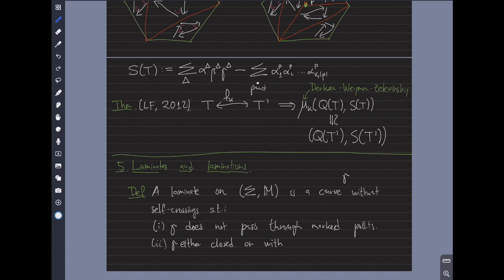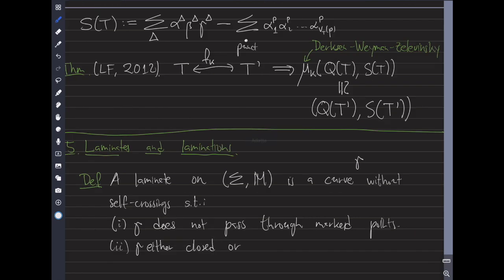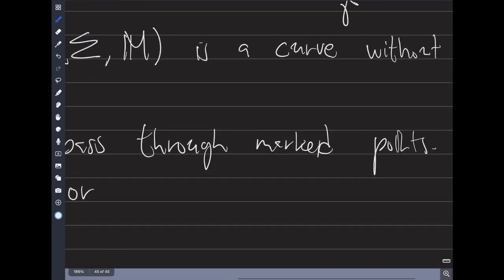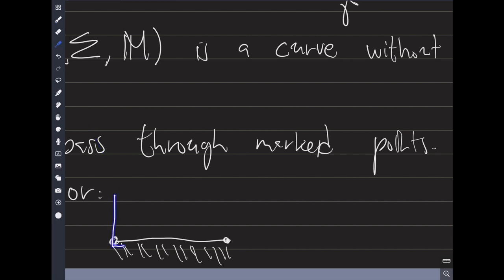Sorry, that's not completely correct, let me correct that. One of the following happens: for an endpoint, I have either that the endpoint is in a boundary segment. So here what you are seeing is the boundary, and the surface is on this side. This is the surface, and then my curve gamma ends in a boundary segment. That is a possibility for an endpoint.